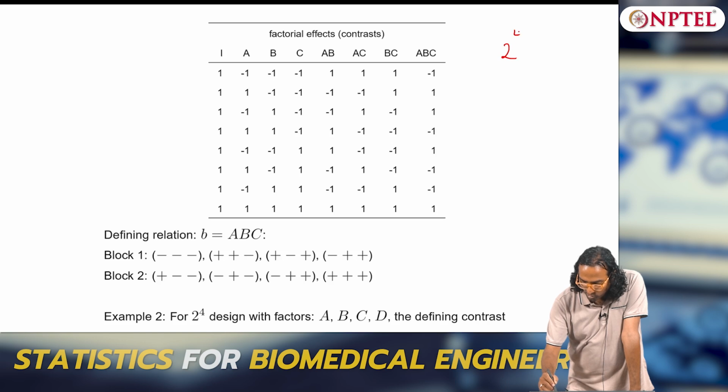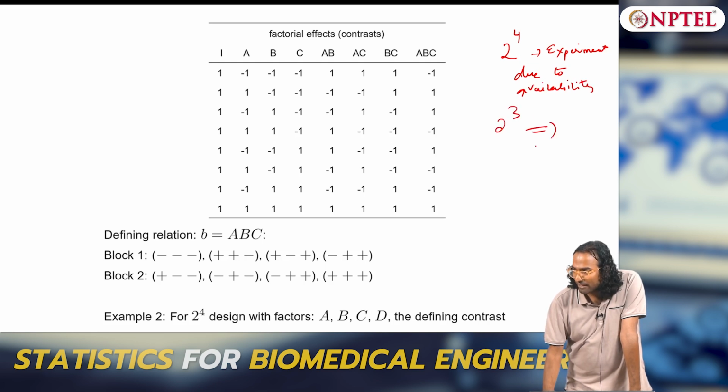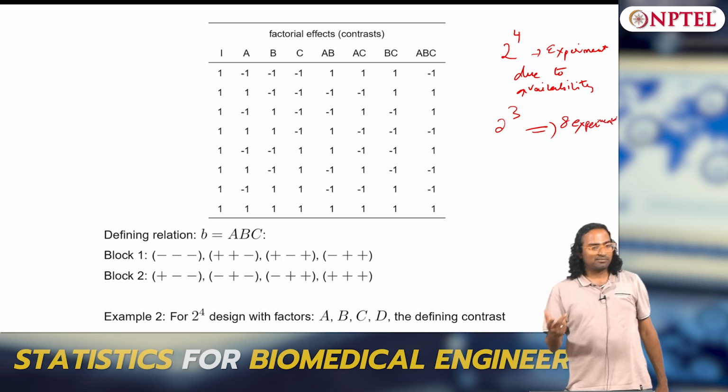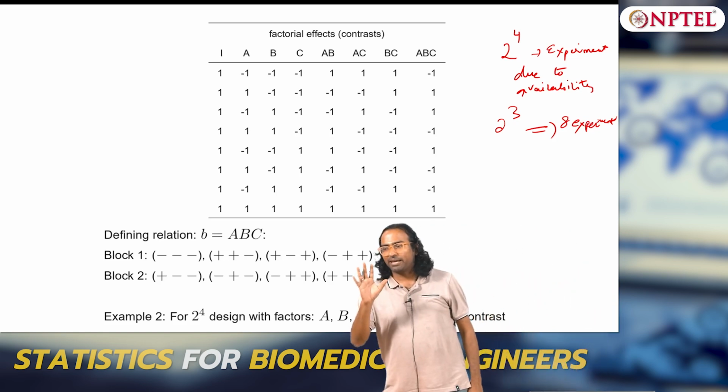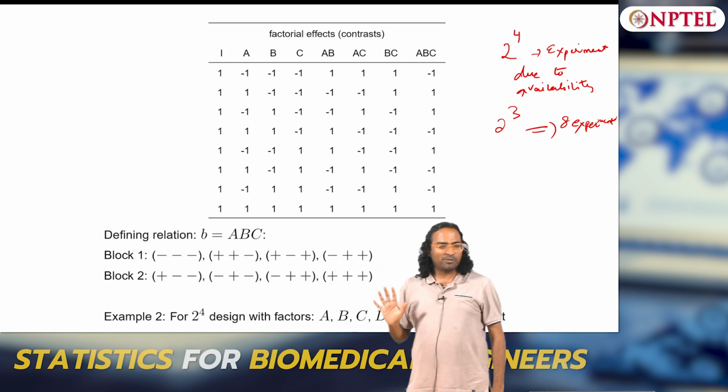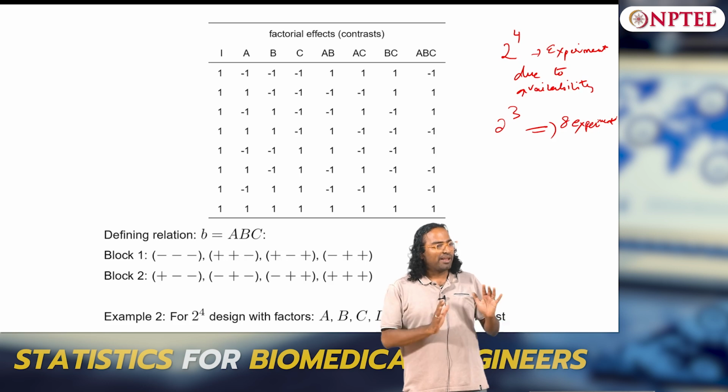Remember I had 2 power 4 experiments to be done. Due to availability, what am I going to do? Only 2 power 3, 8 experiments, because each batch is only 8 experiments. The raw material can be used for conducting only 8 experiments. So overall I can conduct only 8 experiments.